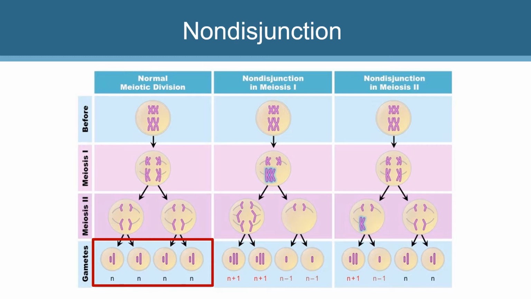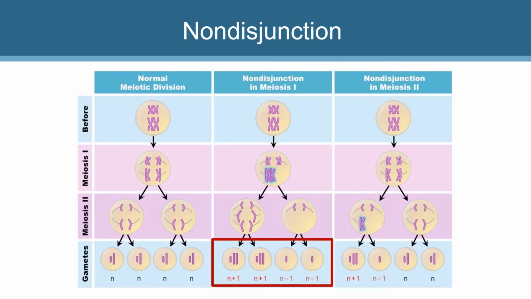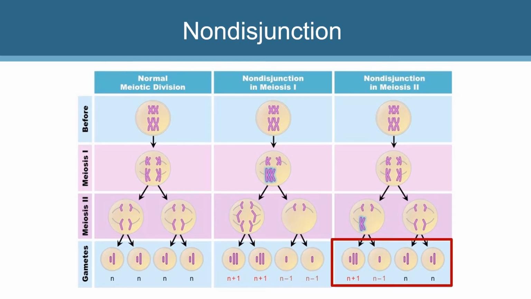When non-disjunction occurs in meiosis 1, all of the daughter gametes are abnormal. In this example, 2 of the gametes have 2 copies of the long chromosome, and 2 of the gametes are missing the long chromosome. When non-disjunction occurs in meiosis 2, half of the gametes are abnormal, in this example with either an extra copy of the long chromosome or missing the long chromosome, and half of the gametes are normal, with one copy of the short and one copy of the long chromosome in each cell.